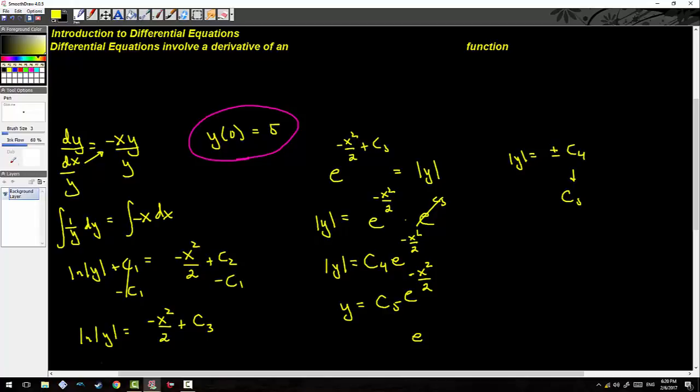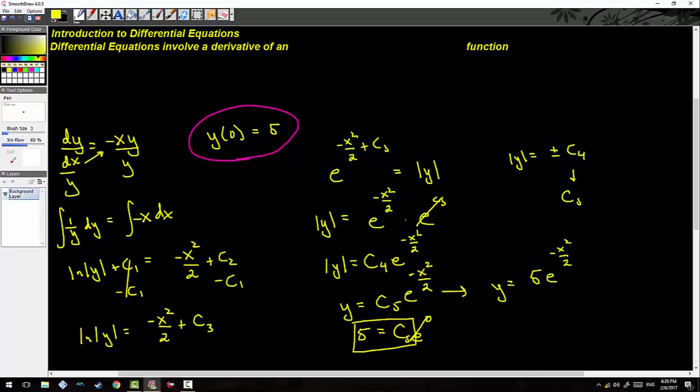Well, I get e to the 0, right, times c5 is equal to 5, right? Because if I plug in a 0, I get a 5. Well, e to the 0 is 1, and 1 times c5 is c5. So c5 equals 5. So what I have here is y equals 5e to the negative x squared over 2.